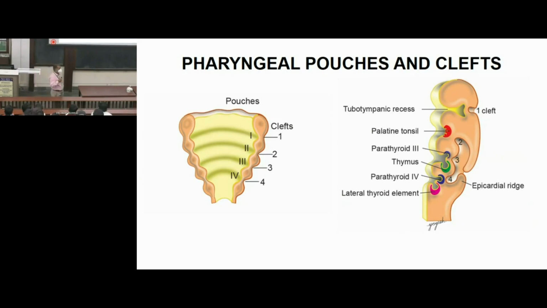Specify the nerves of the four pharyngeal arches. First arch, mandibular nerve. Second arch, facial. Third arch, glossopharyngeal. Fourth arch, superior laryngeal branch of vagus. Sixth arch, recurrent laryngeal.